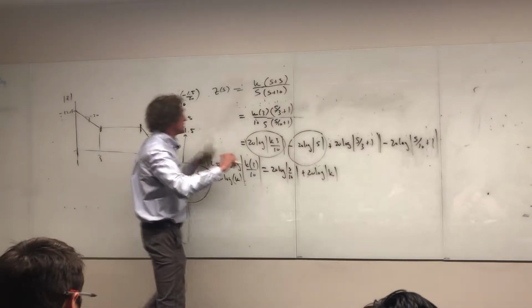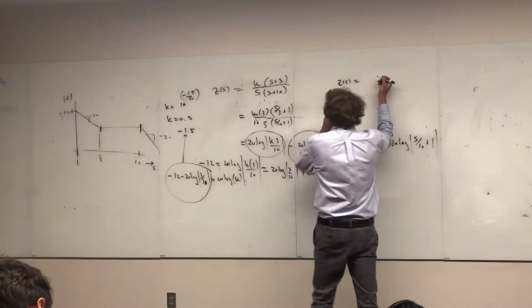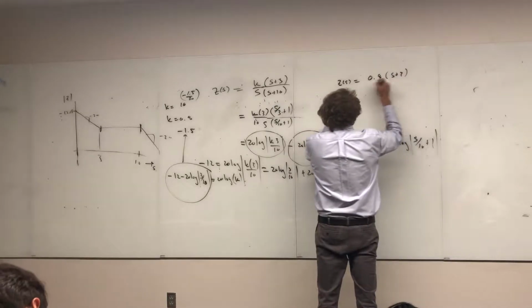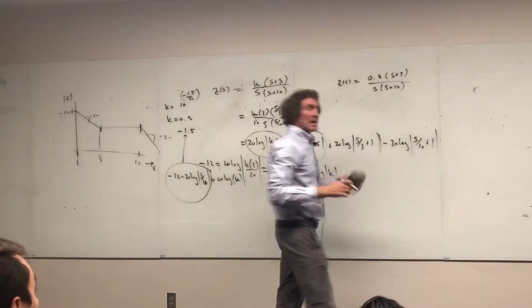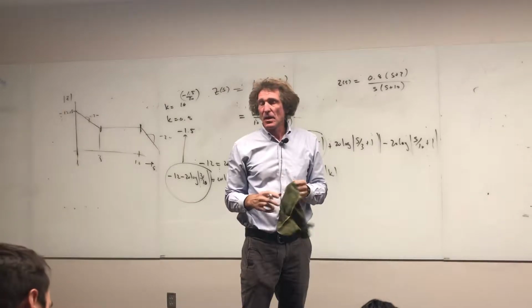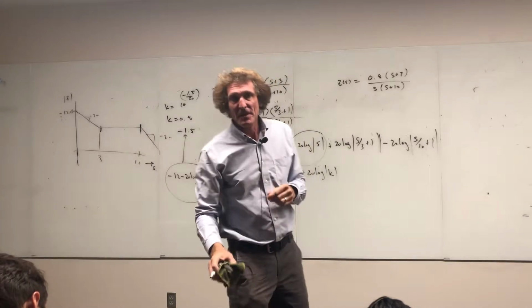Now we have our function. We can say Z of s is equal to 0.8 times (s plus 3) over (s plus 10). Now, does he ask you to build components? Nope. Not this one. All right, but if he did, what do you know about components? This is the thing I wanted to show you.